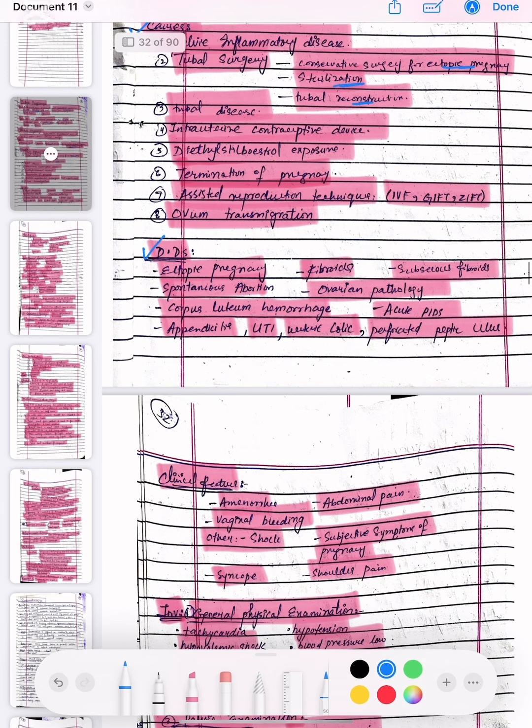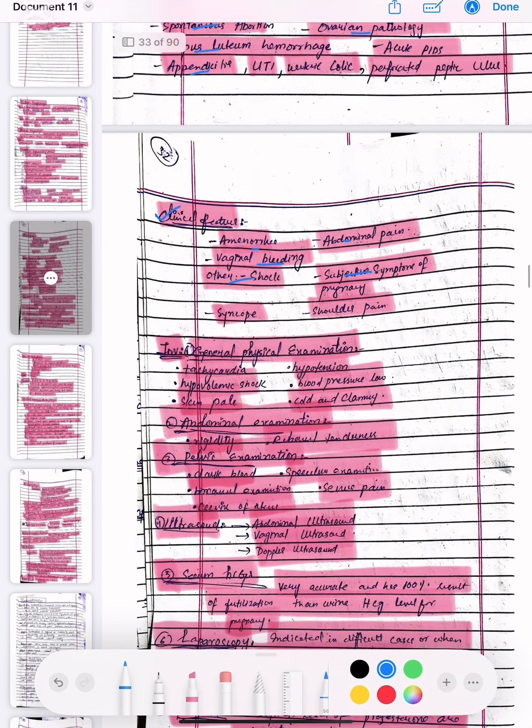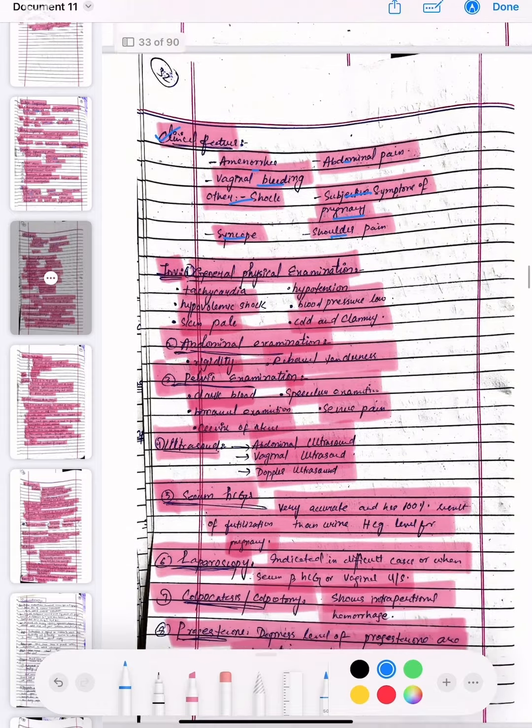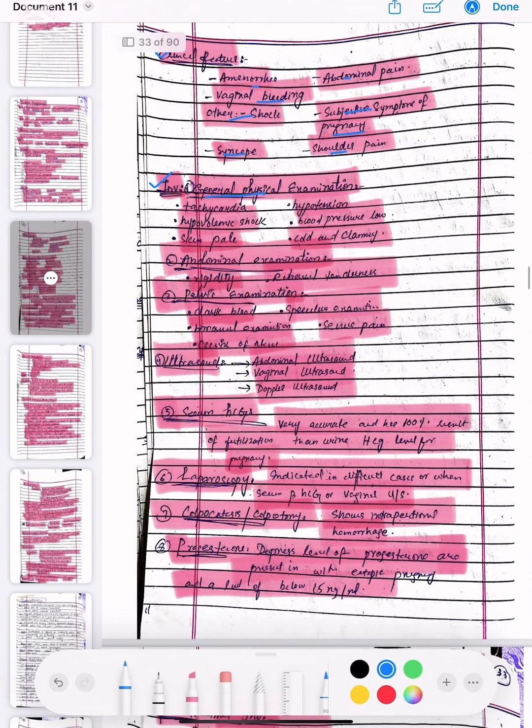The differential diagnoses are ectopic pregnancy, spontaneous abortion, corpus luteum hemorrhage, appendicitis, fibroid, subserous fibroids, and ovarian pathology. The clinical features are amenorrhea, abdominal pain, vaginal bleeding, and others are shock, subjective symptoms of pregnancy, syncope, and shoulder pain. The investigations should be done, which are general physical examination: tachycardia, hypotension, hypovolemic shock, blood pressure, skin pale, and cold clammy limbs.